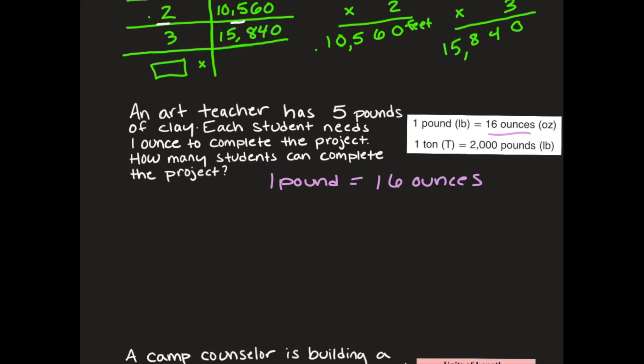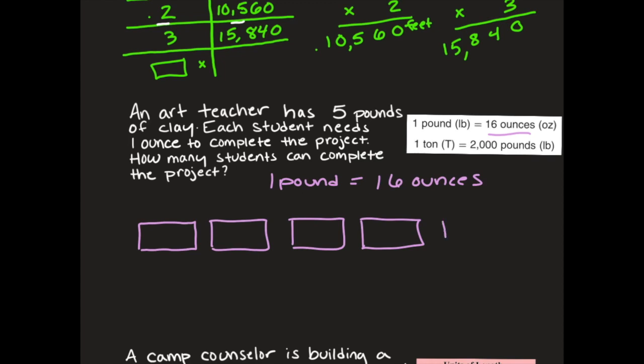Okay, so I have 1 pound. I'm just going to draw a picture here. 1, 2, 3, 4, and 5. Sometimes when you're doing math, if you're stuck on what exactly to do, always draw a picture and see if that helps you. So right now, I'm going to label this. This is 1 pound.